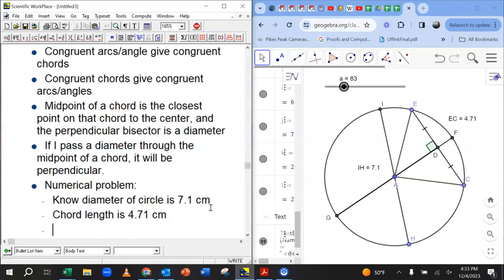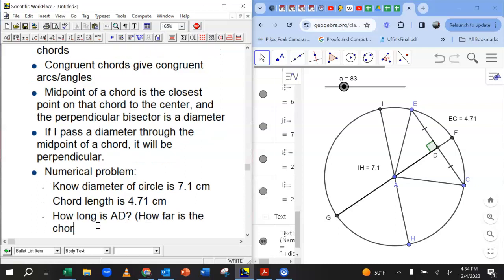I'd like to know how long. We saw with the dynamical version, we know that the chord length relates to how far D is, that minimum distance of the chord from the center. And of course, it's going to depend on the circle. If the circle gets bigger, everything is going to get scaled up. So it's going to be something about the relationship about the chord length and the diameter. So how long is AD? In other words, how far is the chord from the center?